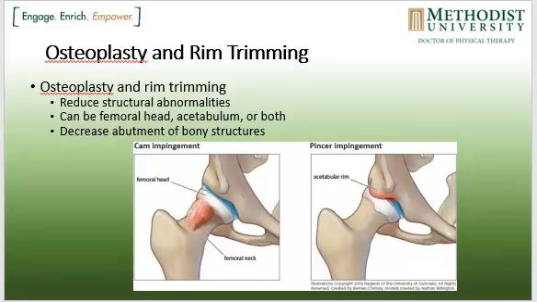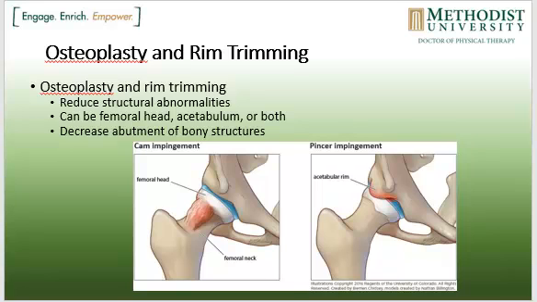All right, osteoplasty and rim trimming. When a patient such as this picture here on the right has a bony block, they can go in and remove that doing an osteoplasty, or it's also called a rim trimming. It reduces the structural abnormality. This can be on the acetabulum, such as on the right, or on the femoral head, such as here on the left. Sometimes it's both.